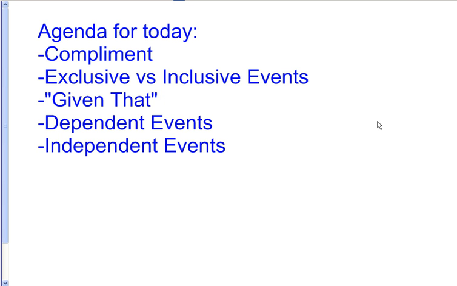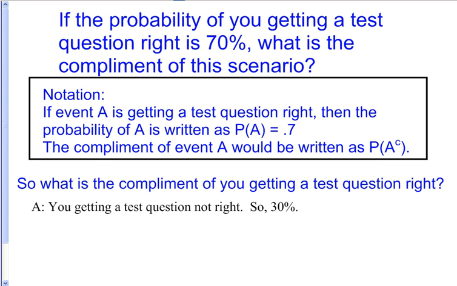Alright, today we're going to look at a lot of different stuff. We're going to cover a lot of definitions. So we're going to talk about the complement of an event, exclusive versus inclusive, given that, dependent, and independent events. So we'll talk about all of these. This is the outline for today. It is note intensive, so we'll try to plow through it as quickly as possible, but it's going to take some time. So buckle up. We're going to start out with this scenario.